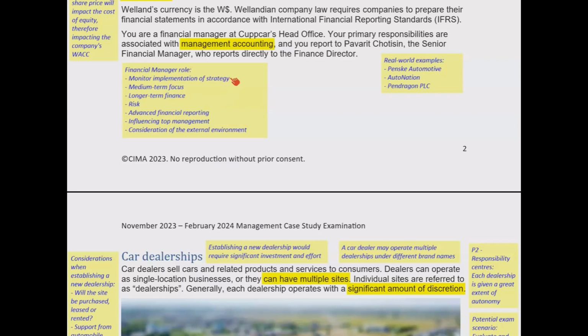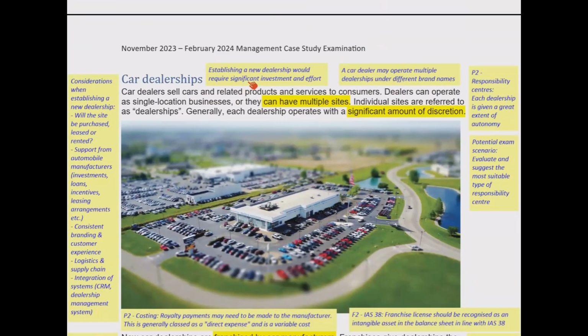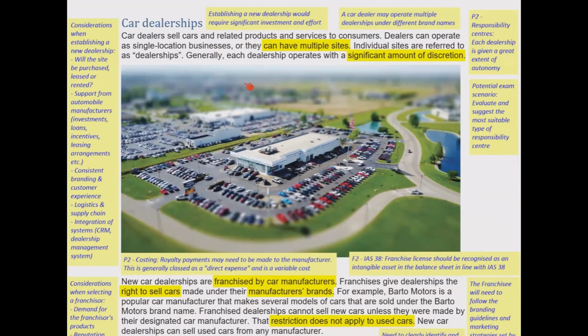And we can also perhaps think about things like whether the dealerships should be treated as cost centres or profit centres or investment centres, depending upon what the individual dealership actually can control. So good for you to think about that role of that financial manager and all those areas of knowledge that you could therefore need to demonstrate in the exam.